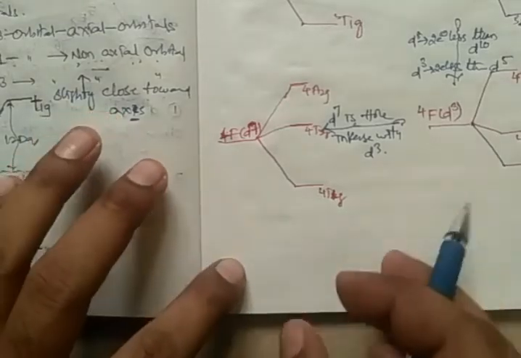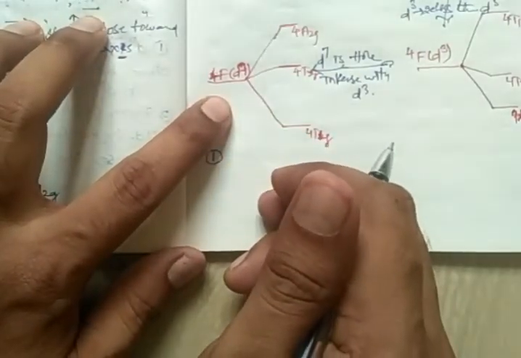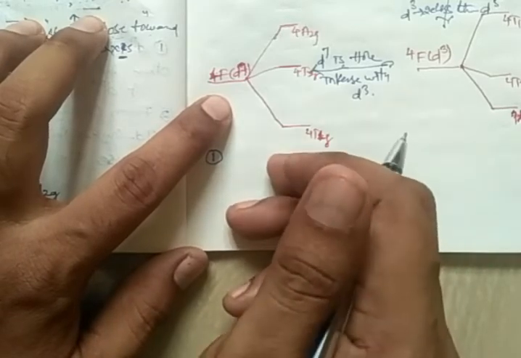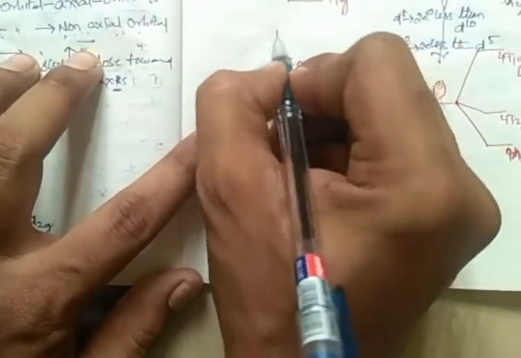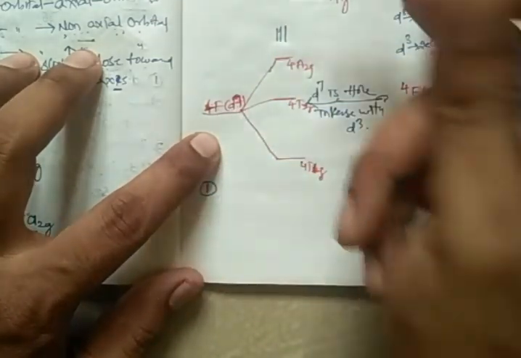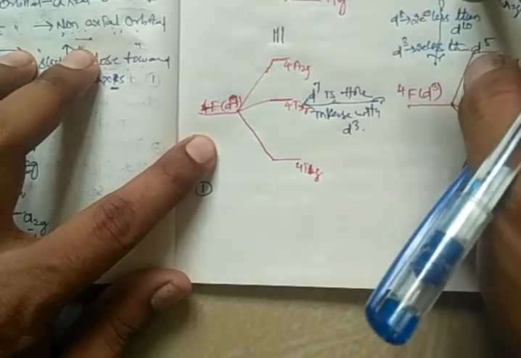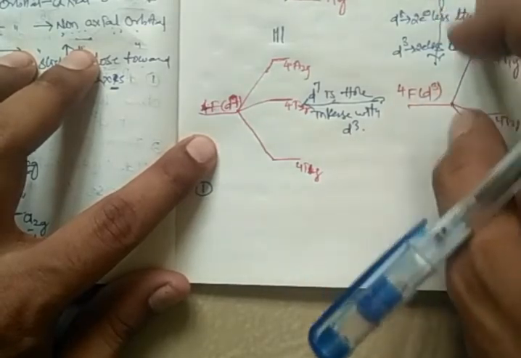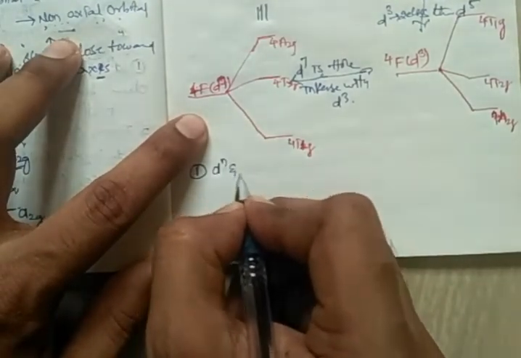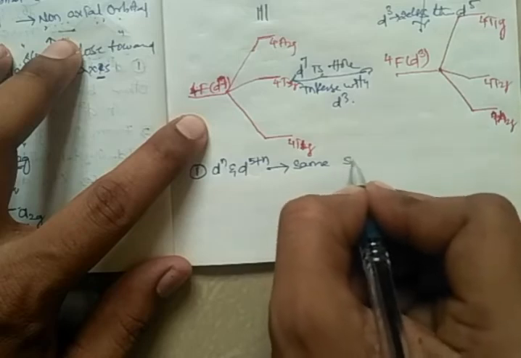So after getting these four splitting patterns, one can write two statements, just as after getting the d term splitting pattern we had two statements that can simply be adapted here also. Looking at the similarities between the 3F term of d2 electronic configuration and the 4F term of d7 configuration, we observe they have the same splitting pattern, except for the spin multiplicity, and the 3F of d8 and 4F of d3 also have similar splitting patterns. We can say that dn and d5 plus n will have the same splitting pattern.